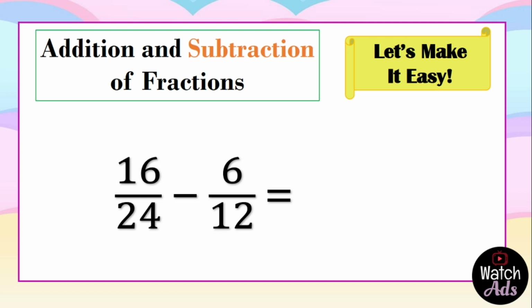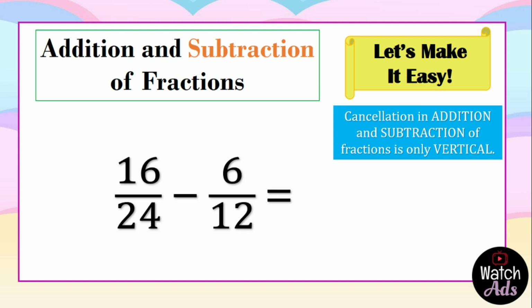Now, in addition and subtraction, cancellation is only vertical, top to bottom, up and down only. We do not cancel horizontally. We do not cancel diagonally. Remember, cancellation in addition and subtraction of fractions is only vertical. Now we can cancel 16 and 24 because they have a GCF. And that is 8. 16 can be divided by 8 without a remainder, and 24 can be divided by 8 without a remainder. Our answer, 2.